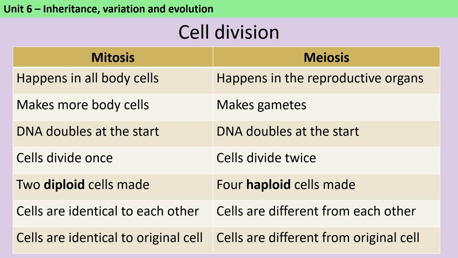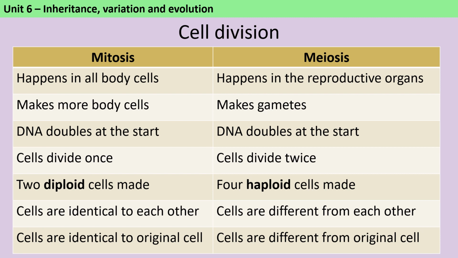For paper 1, we talked about mitosis, which happens in all body cells and allows them to make more body cells for growth or for repair. It starts with DNA doubling, and then the cell divides once, so there are 2 diploid cells made. These cells are identical to each other and identical to the cell they were made from.